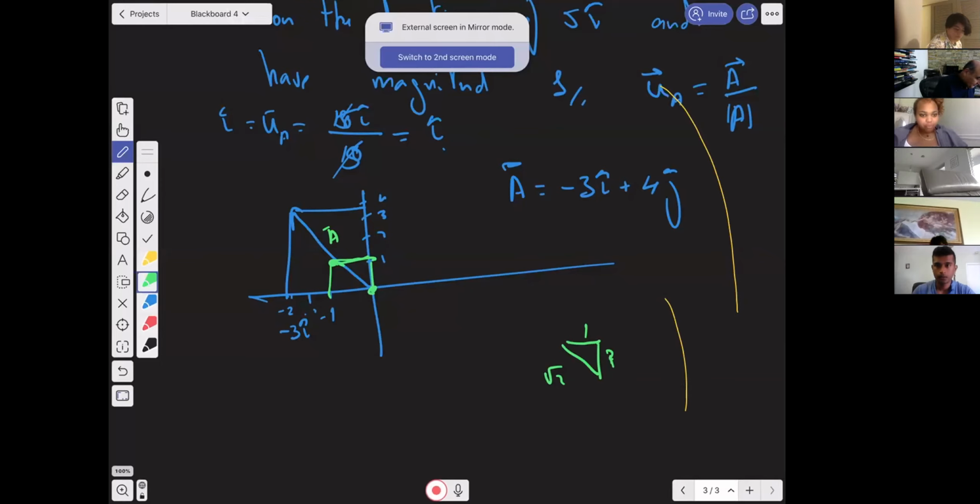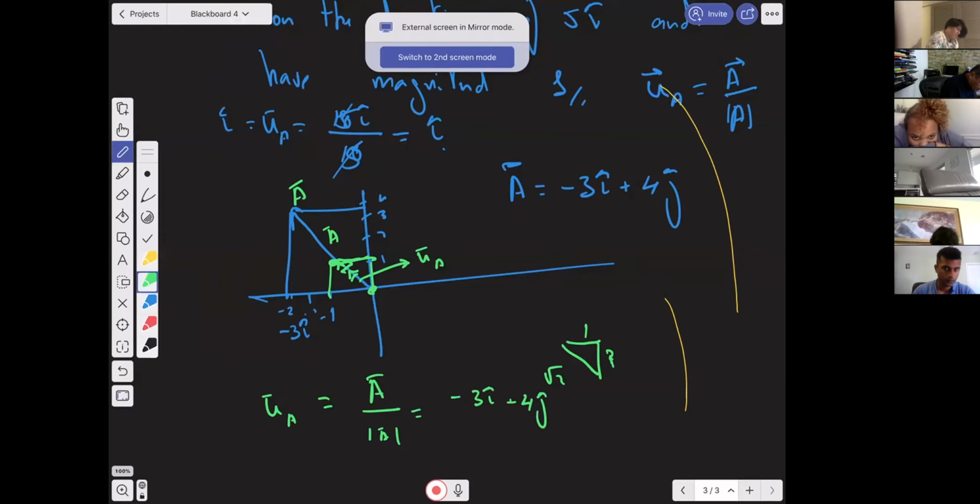Okay, so this is not the unit vector. It's a little bit shorter, correct? Because the magnitude should be 1. So let's go to u sub A, the vector that is in the direction of A. How do I find it? The vector A divided by its magnitude. What is the vector A? Minus 3i plus 4j. Correct.